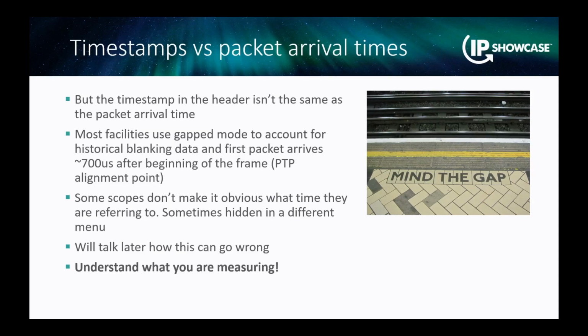But these timestamps are not the same as packet arrival times. Most facilities will use what's known as gapped mode, and there's plenty of presentations that talk about the intricacies of gapped mode, where historical blanking data used to be, and this basically means the first packet arrives broadly 600, 700 microseconds after the beginning of the frame or field, after the PTP alignment point. And as I'll show you in a minute, some scopes don't at all make this very clear what time they're referring to. Sometimes it's hidden in a different menu, sometimes you have to expand the little window to see both of them. And I'll talk about this later, how it can go wrong.